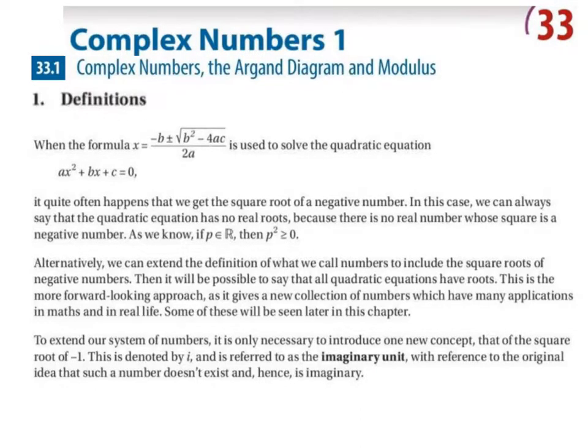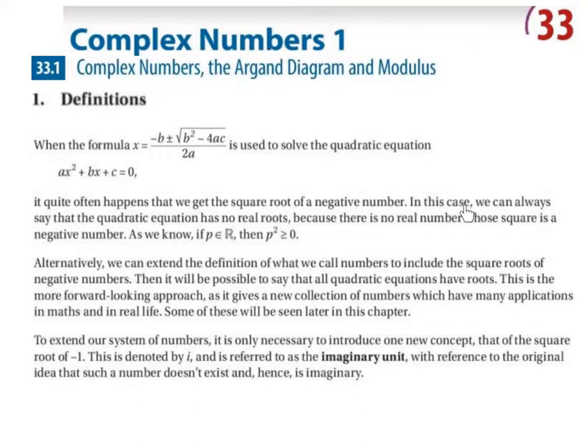Part 1, definitions. When the formula x equals minus b plus or minus the square root of b squared minus 4ac, divided by 2a, is used to solve the quadratic equation ax squared plus bx plus c equals 0, it quite often happens that we get the square root of a negative number. So basically the number underneath the square root is negative.